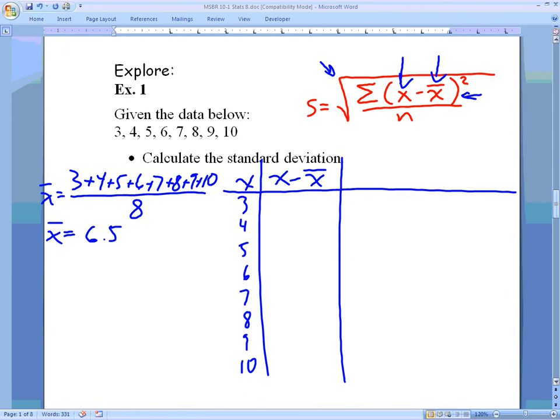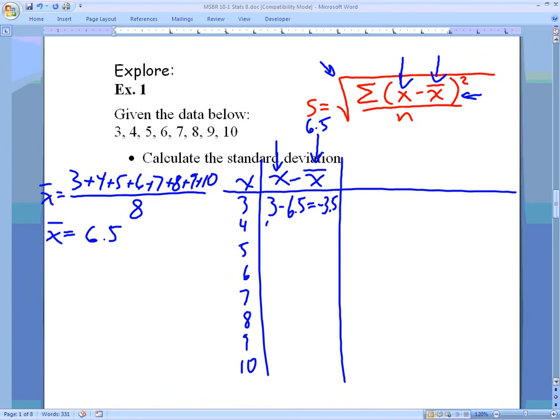All right, so now we are going to take our data minus the mean. In this first one, remember our mean is 6.5 always, but our first piece of data was a 3. So we're going to take a 3 minus 6.5, which will equal negative 3.5. Now, I'm not going to show my work for all these, but that's what I'm doing.